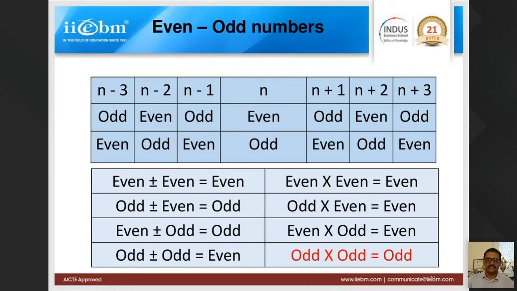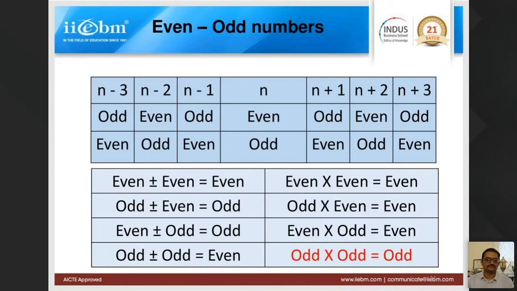So here we can see that if we multiply even with even, or odd with even, it gives me only an even number. But when we multiply odd with another odd number, then we get the final number as an odd number only.